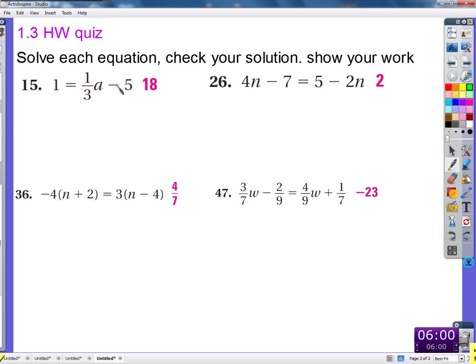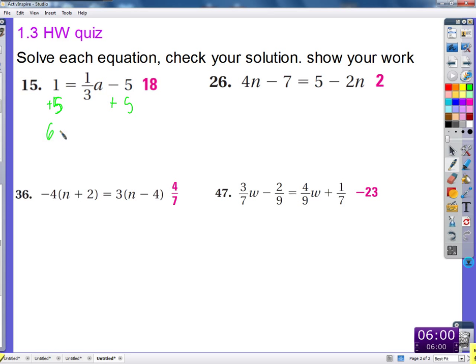Add 5 on both sides. Add 5. Can't argue with that. Could I add 6 or 7? 12? You could. Well, the point I want to make is that you can. Whether or not you would, that's up to you.